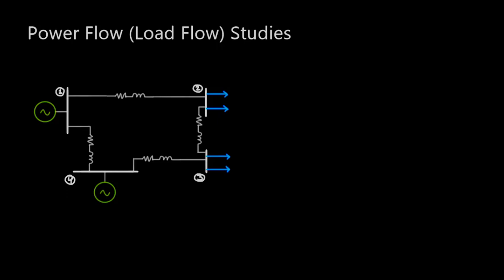And so for a power flow study, the system is assumed to be operating balanced, meaning that the magnitudes between the phases are equal to each other and they're spaced out 120 degrees between each other. So the system is again what's called balanced.